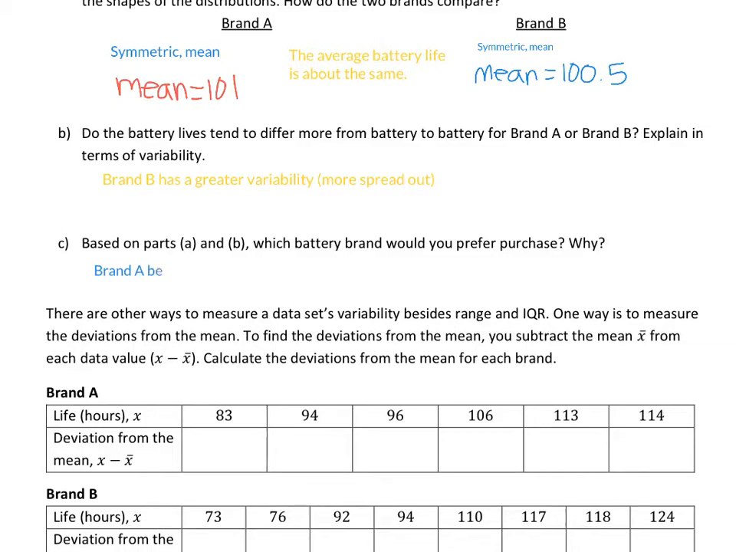Brand A because it has a more consistent battery life, which means it's less varied. And it also has a slightly higher mean.